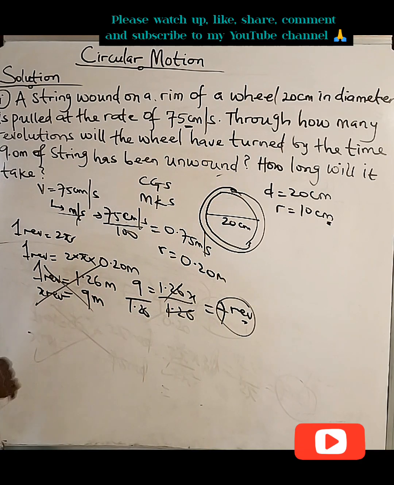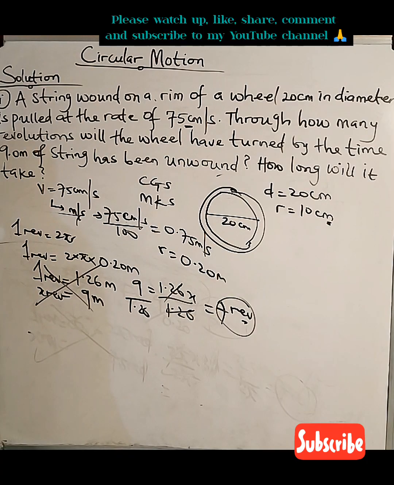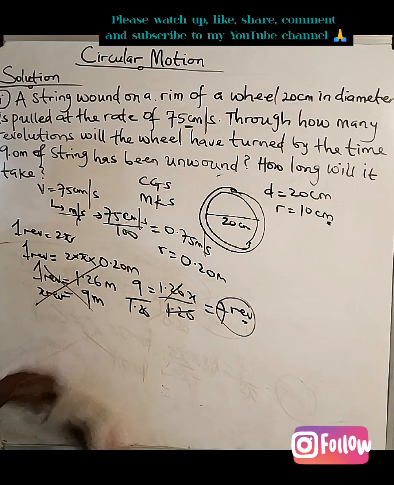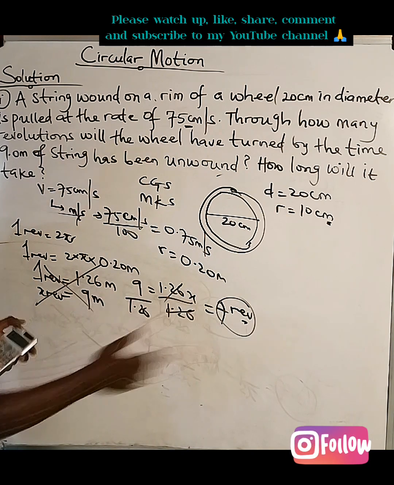So we've gotten our revolutions already. So let's see how long it takes this to take place. Quickly, that's what we're going to do. We could use 2 methods here to get the time for this whole revolution. We could use the angular formula method, or we could use the linear formula method.